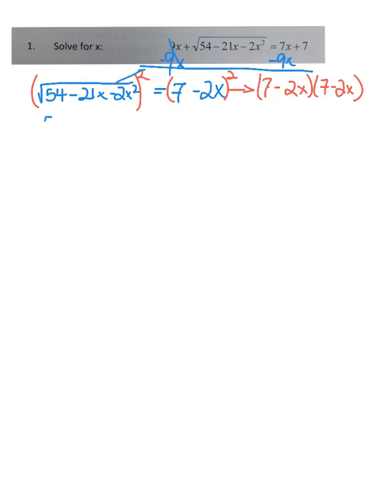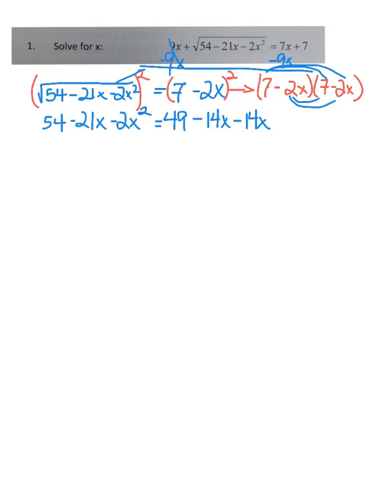On the left, our radical and our squared will cancel out. So I'm just left with 54 minus 21x minus 2x squared. Now on the right I'm going to double distribute. So I'm going to do the 7 times 7, which is 49, and then the 7 times negative 2x, which is minus 14x. Then I'm going to distribute the negative 2x times the 7, which is another negative 14x, and then distribute the negative 2x times the negative 2x, which is positive 4x squared.